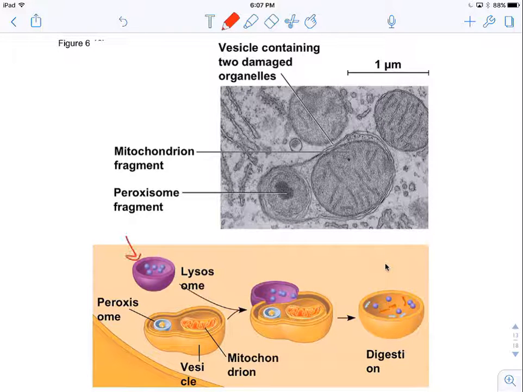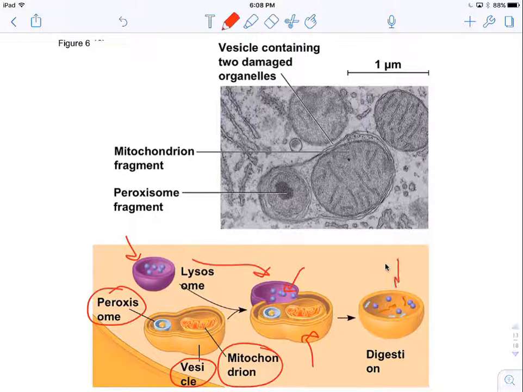We have another function of a lysosome. Let's say we have some damaged organelles. We have a damaged peroxisome, a damaged mitochondria, and they'll be packaged up into a vesicle. That vesicle will fuse with a lysosome. Okay, and then the digestive enzymes will break down the damaged organelles into parts, and then they can be used to rebuild new organelles. And look here, and here is what an actual mitochondria looks like.